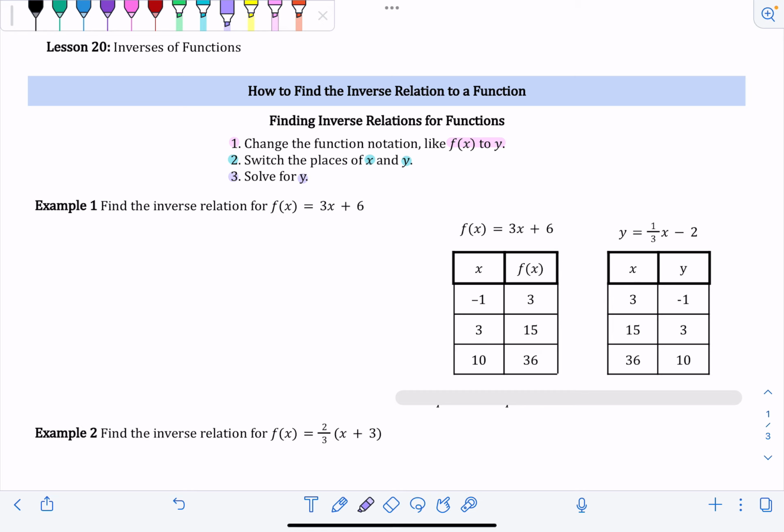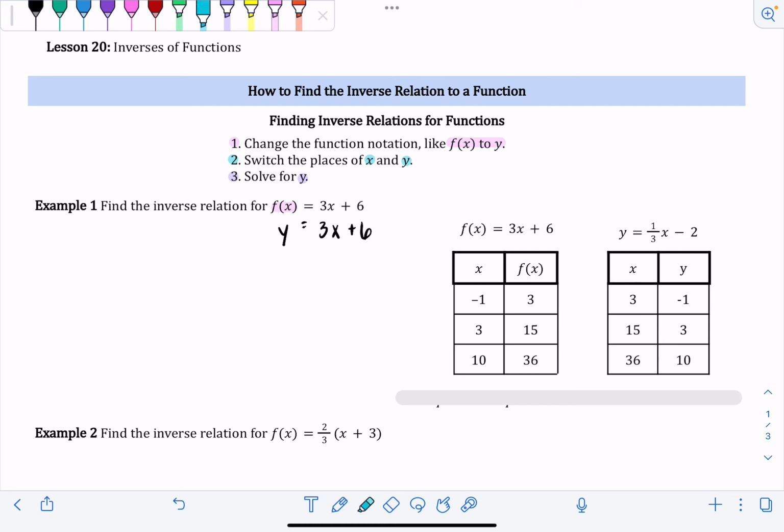So example 1, find the inverse relation for f of x equals 3x plus 6. So step 1 is to change function notation. So change f of x into y equals. So it'll be y equals 3x plus 6.